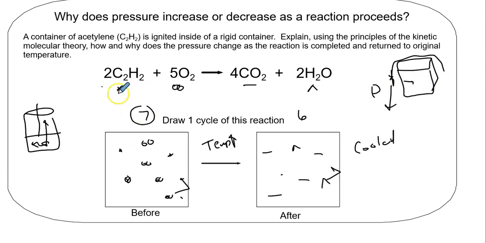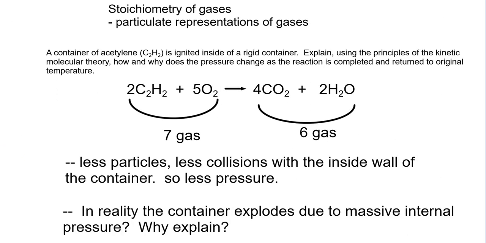So the number of actual gas particles is what determines whether pressure goes up or goes down at the same temperature. 7 versus 6. If it goes up, then you have more particles banging off the wall, and your pressure goes up. Otherwise it goes down or it could stay the same. And there are the notes on that.